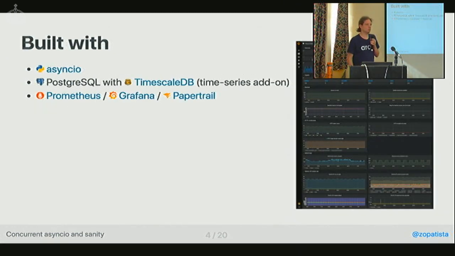Of course you can do this with Python. I use asyncio, and the data goes to PostgreSQL with TimescaleDB, a time series database. We do all sorts of fancy stuff with that, and we monitor the whole thing with Prometheus and a Grafana dashboard, with log aggregation into Papertrail, and that's running today. It's working great. We're scaling up, currently at 2K sources.